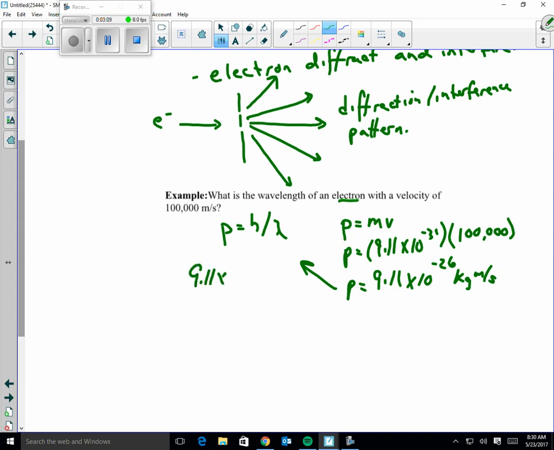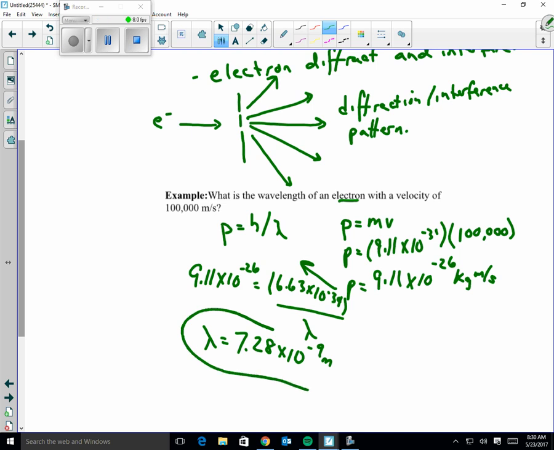Then we can plug that into our momentum wavelength equation, and we get 9.11 times 10 to the minus 26 is 6.63 times 10 to the minus 34 divided by the wavelength. If we do our algebra and plug things into the calculator correctly, we end up with a wavelength of 7.28 times 10 to the minus 9 meters. And if we look that up on the reference table, we find that that wavelength is in X-rays.